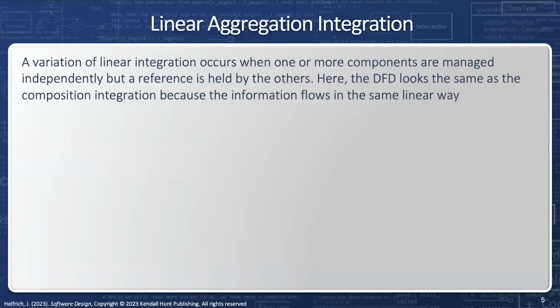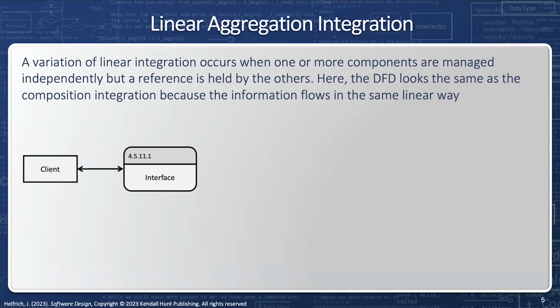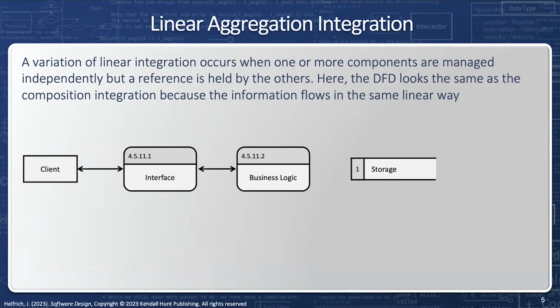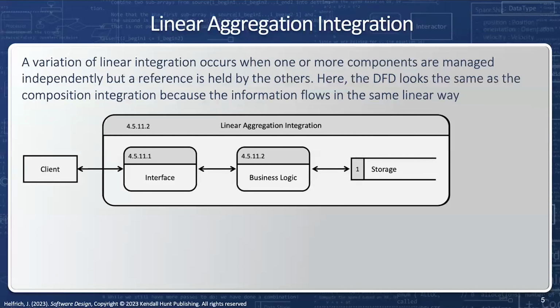Okay, the next strategy is linear aggregation. And it's going to be very similar to our linear composition. In fact, the data flow diagram is going to be identical. I'm going to have my interface and my client talking to each other directly. The interface is going to talk directly to the business logic, and the business logic will talk directly to storage. And this, of course, is called linear integration.